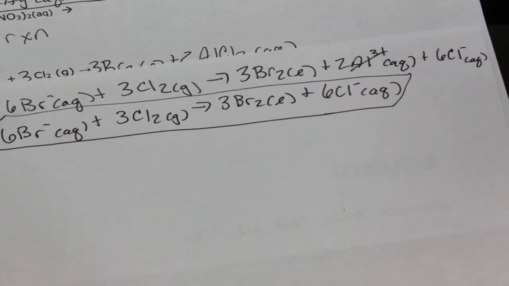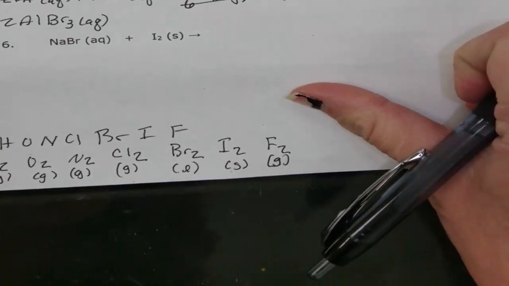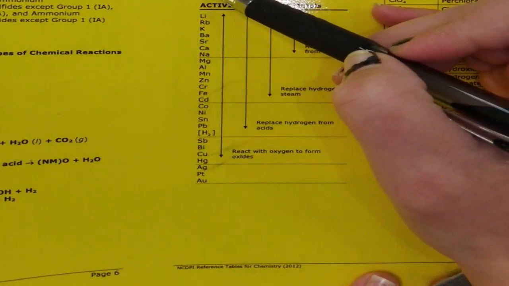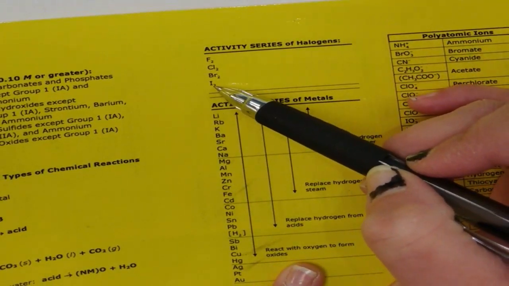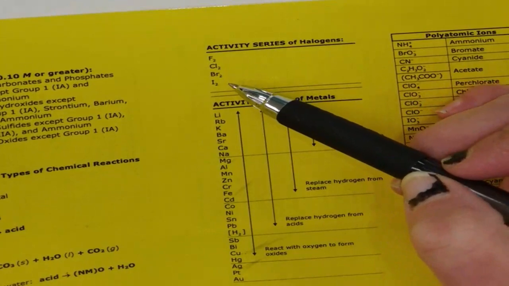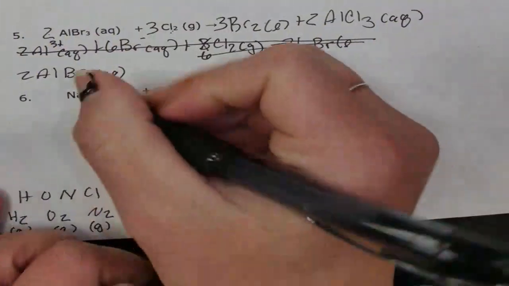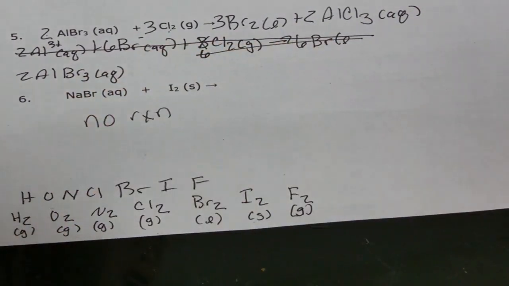All right, let's do our final example. And that is sodium bromide is going to combine with iodine. So we're going to notice here bromine and iodine are halogens. So we're going to look at our halogen activity series. Iodine is lower than bromine. Iodine is lower, so iodine cannot replace. This is a no reaction, so we don't need to predict products, balance, or anything like that because the reaction does not actually happen.